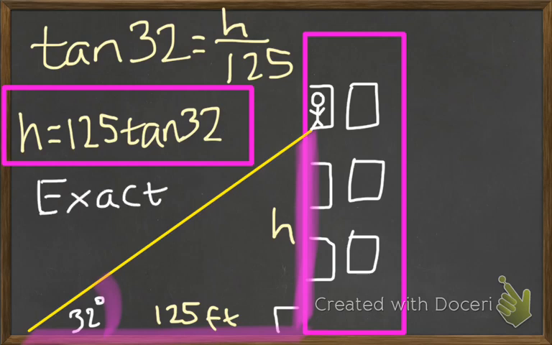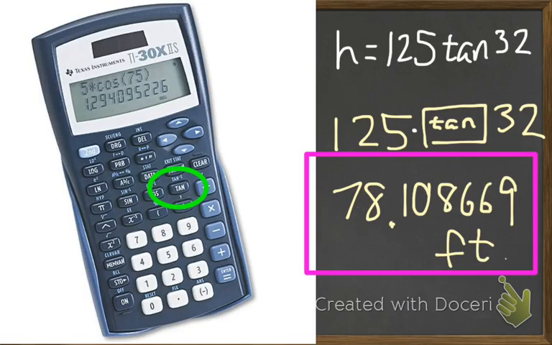If I said to give me an answer to the nearest tenth, or the nearest hundredth, or the nearest thousandth, or whatever, then you would type it into your calculator and you would round. You would round or estimate, because this is not necessarily exact. So that's how you type that in your calculator.